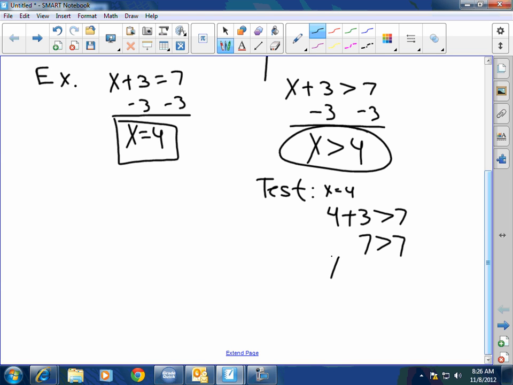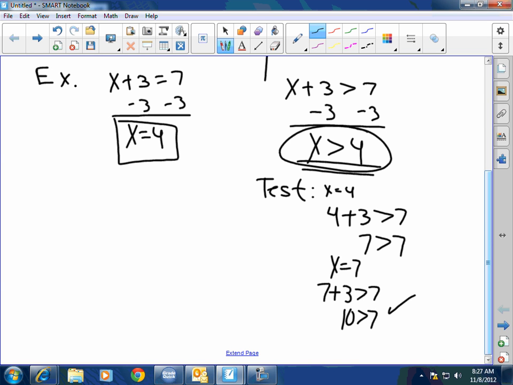So let's prove it. Let's say x is 7. Let's see if that works. 7 plus 3 is greater than 7. Is 10 greater than 7? Yes, so it works. So that's how you can test and find out whether or not a solution works in an inequality.